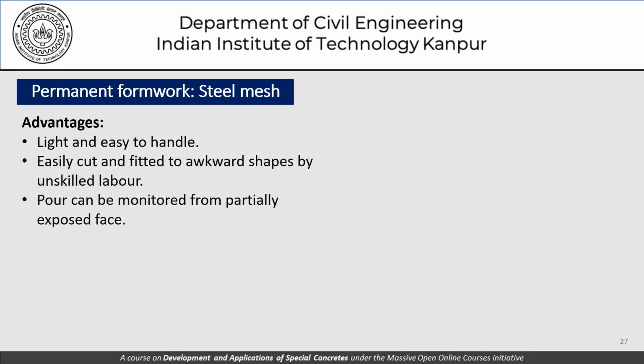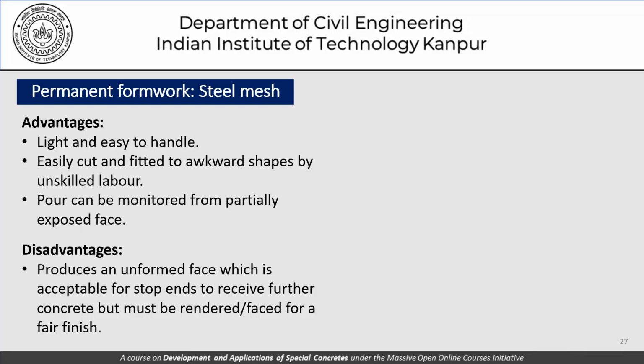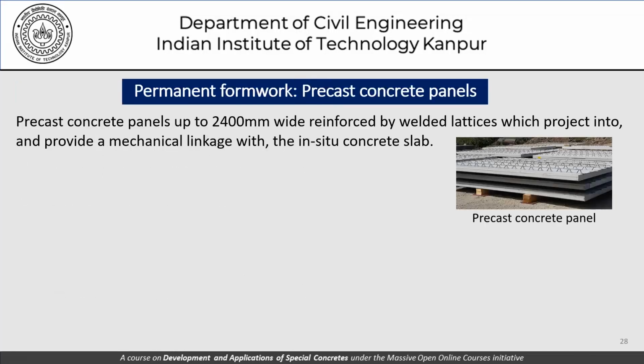We're talking of the pour of concrete. And the disadvantages, of course, are it produces an unformed face which is acceptable for stop ends to receive further concrete but must be rendered or faced for a fair finish. So the finishing of a concrete with a steel mesh is not necessarily the best, and we may need to be careful if we are using it in those areas, but as far as joints are concerned, it's perfectly a fair finish. Coming to the third type of permanent formwork that we must discuss today is the precast concrete panels.